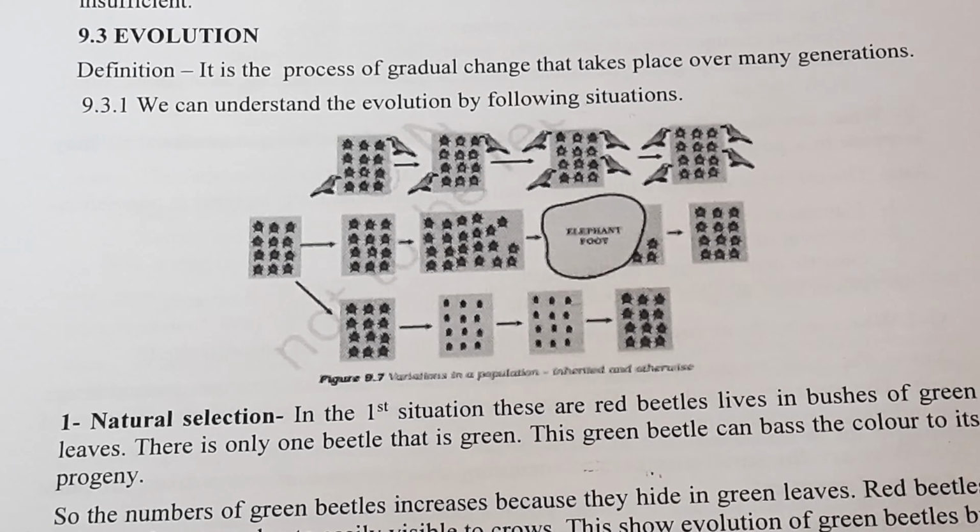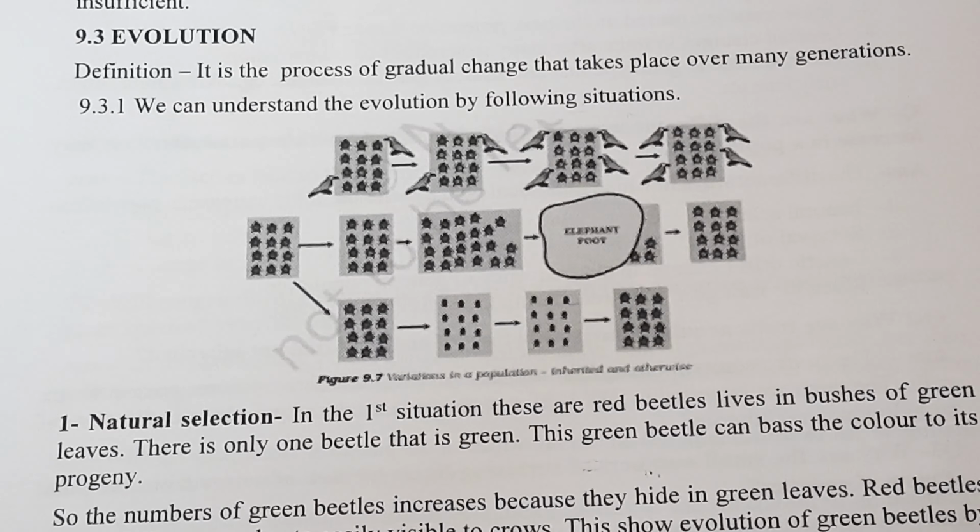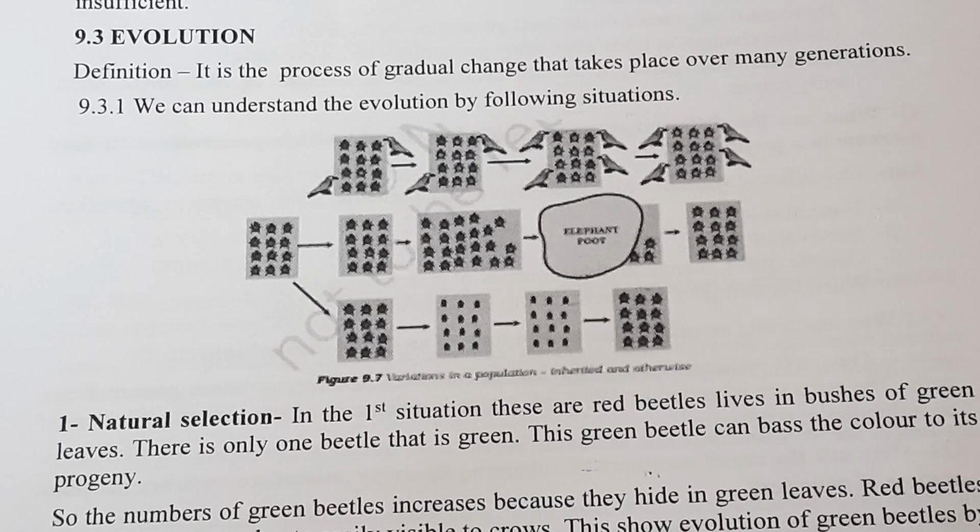Evolution means the process of gradual changes that take place over many generations. The changes that come slowly, step by step, across generations are called evolution.